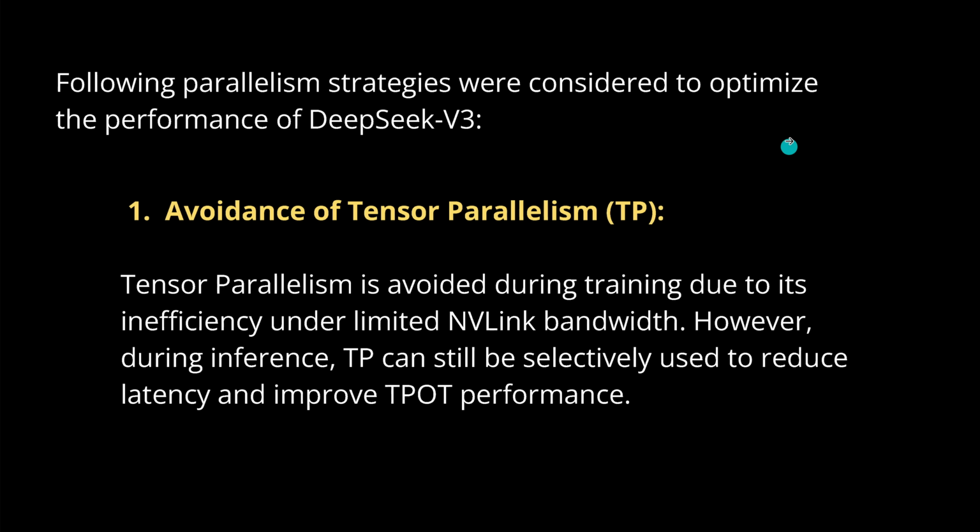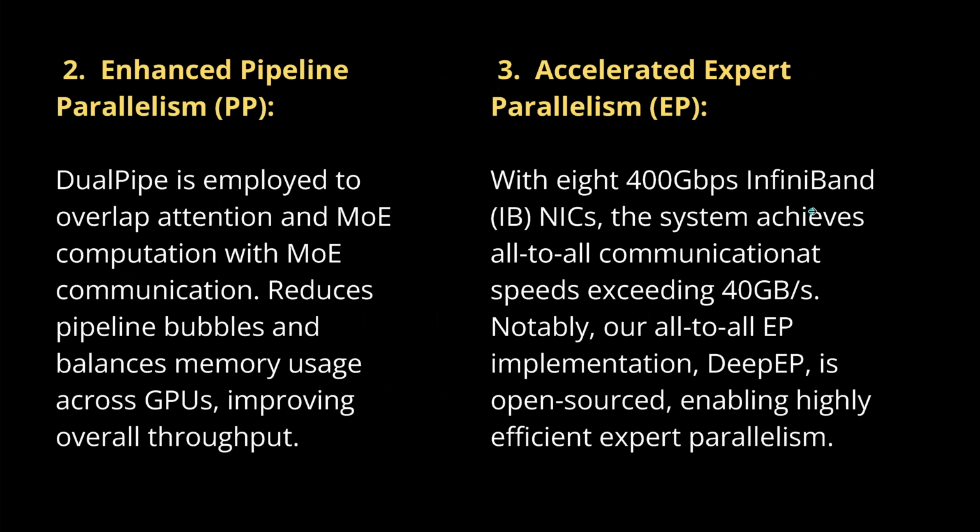And then they focus, of course, on hardware-aware parallelism. And they tell us here, we further optimized DeepSeek version 3, given our old version 2. And they said, you know what? We avoid tensor parallelism because we have two better things to do. We enhance the pipeline parallelism and an accelerated expert parallelism. Now, what I find absolutely interesting is this accelerated expert parallelism.